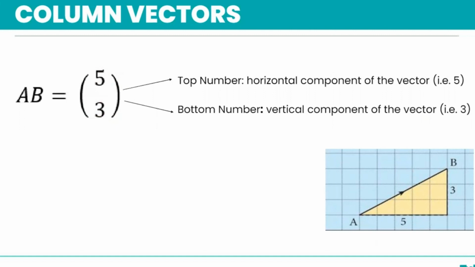Something else that you need to remember is that if your horizontal component is going towards the right, like it's doing in this case, then it's going to be positive. And if it's going towards the left, then it's going to be negative. And if your vertical component is going upwards, it's going to be positive. But if your vertical component is going downwards, then that's going to represent a negative value.